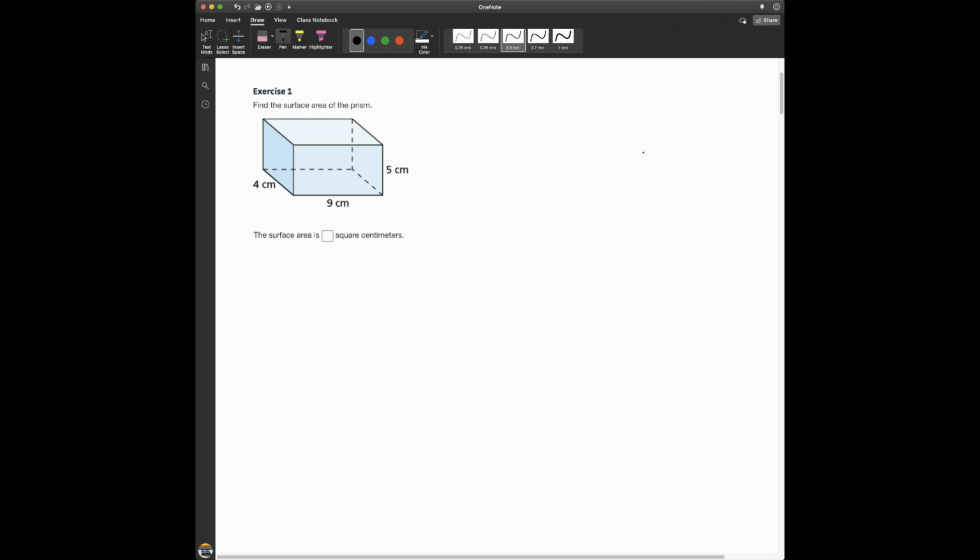Number one, find the surface area of the prism. Okay, so there's a formula for that. Surface area equals 2 times the length times the width plus 2 times the length times the height plus 2 times the height times the width. And I'm going to label these things. Maybe I'll make that my length. I'll make this my width. And I'll make this my height.